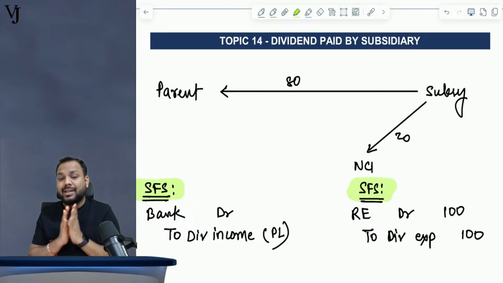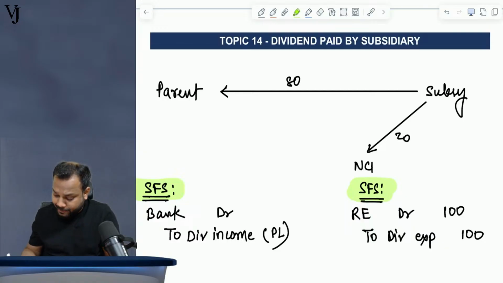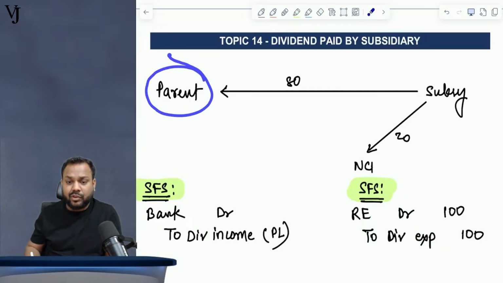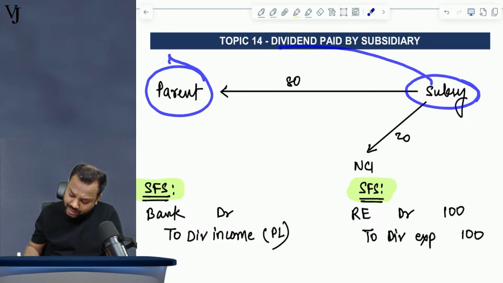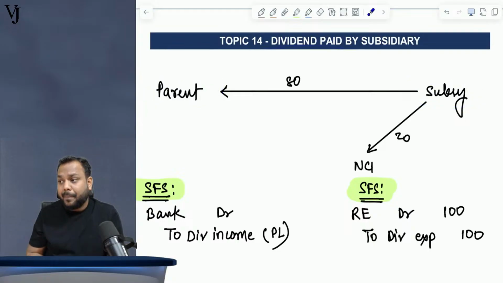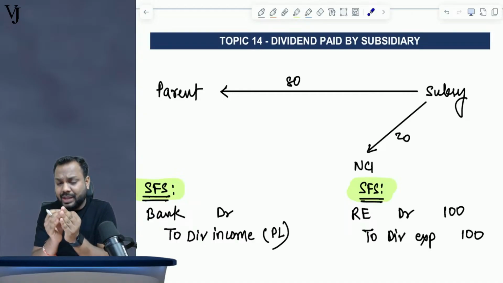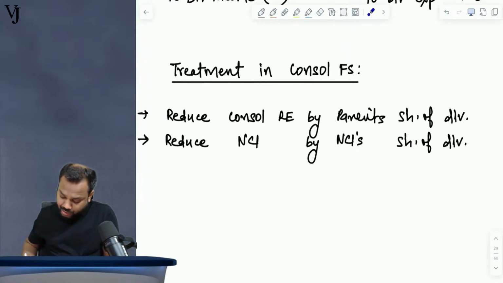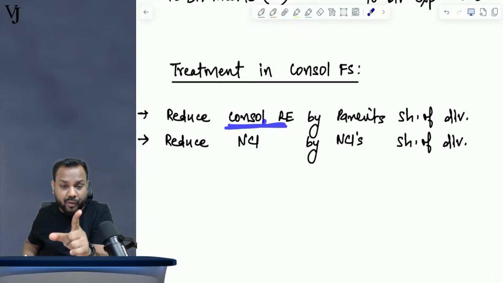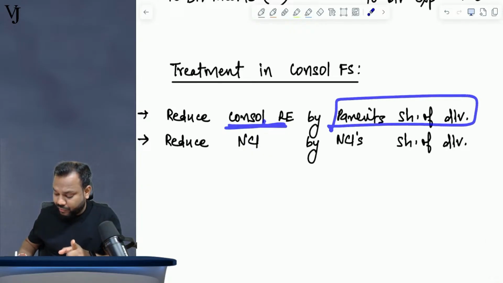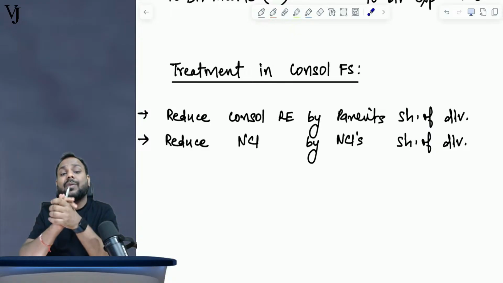So now understand, in the individual FS of parent, when subsidiary gave dividend, parent would have recognized it as an income. Bank account debit to dividend income, right? Parent would have recognized it as income. So now understand, when we are preparing group FS, we have to reverse it. Reduce console RE, parent's profit, by the parent's share of dividend. Why? Because we cannot recognize income within the group.